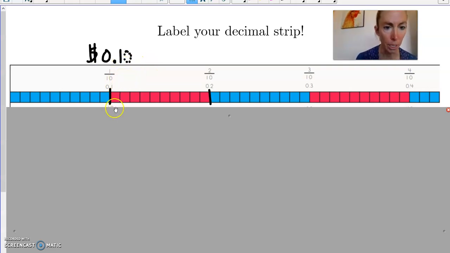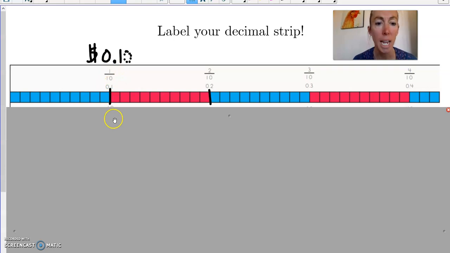Then I go here, and then what is this called? 2/10. And then written as a decimal, 0.2. You could also read that as 2/10 because the 2 is in the tenths place, and it just keeps going like that in that pattern.